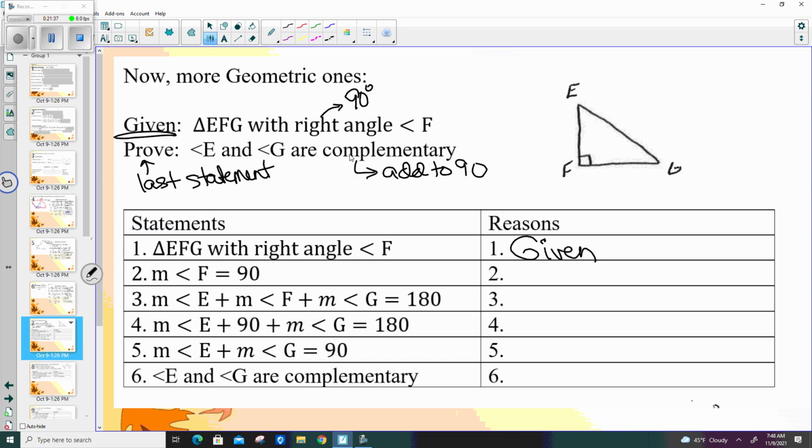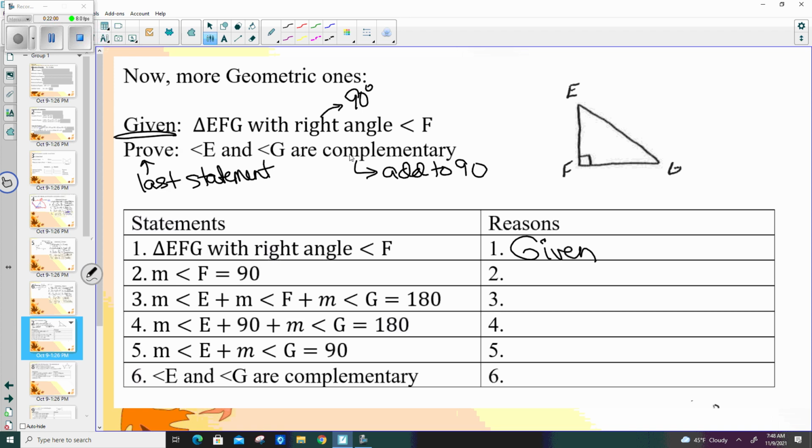So what we have to do when you're doing geometric proofs is you have to think about what that statement told us. We were told you had a triangle. So you know how many degrees are in a triangle? 180. We know we have a right angle. We already said that meant 90. That right angle is angle F. So why can I tell you that the measure of angle F is 90?